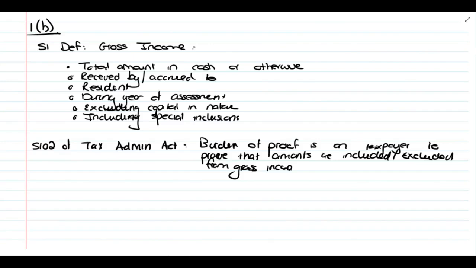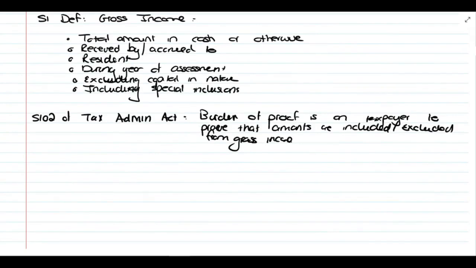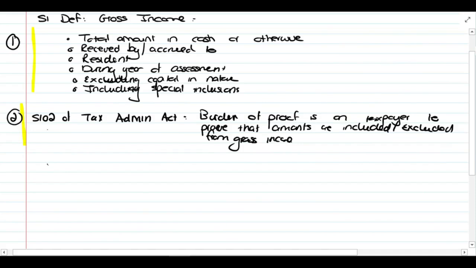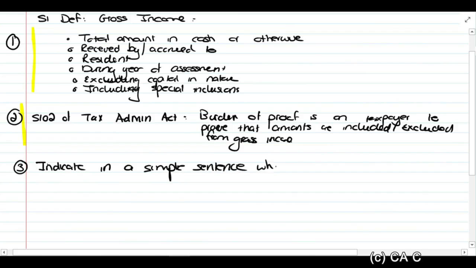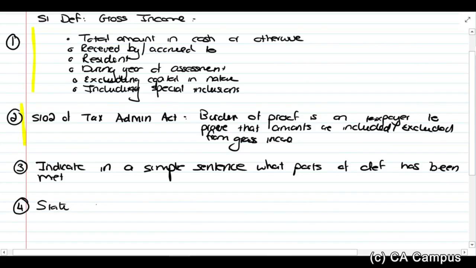Now, this is just a couple of comments still. Whenever you now have to discuss a gross income question, you have to state these things. Then for each thing, I'm going to just make a bullet point here. I'm going to call it step 1, but this is probably step 1, step 2, step 3. I don't like to give steps here because you have to be a little bit flexible on questions, but let's call it for now. Step 3, I would suggest you always indicate in a simple sentence what parts of the definition has been met. And then number 4, I'll explain what number 3 is now. Number 4, state the issue.